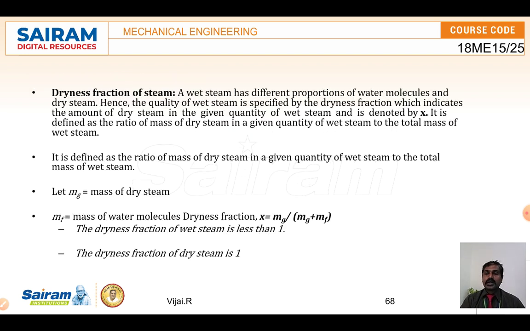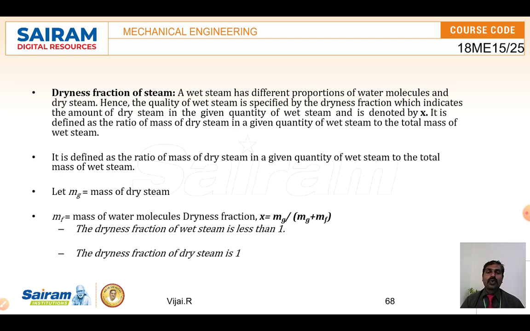So the dryness fraction of the steam: how does it depend on the wet steam having a different proportion of water? Already we have seen wet steam means it has some water particles. Dry steam has no water particles at all. In between, how do we know what level the steam is at? If there is more water or less water, how do we know? And is there water or not, how do we know? To find this, we are going to find a dryness fraction.